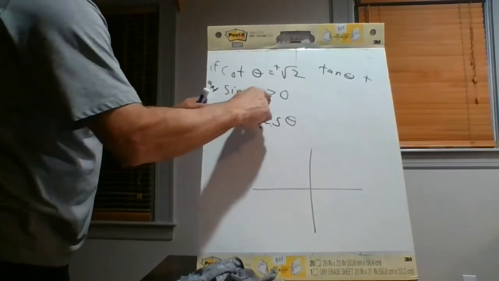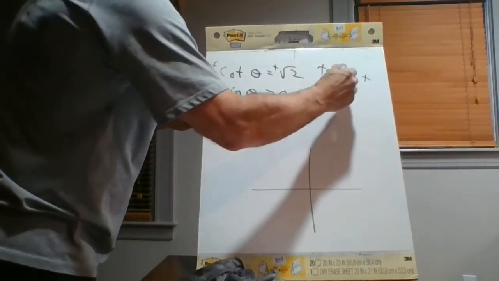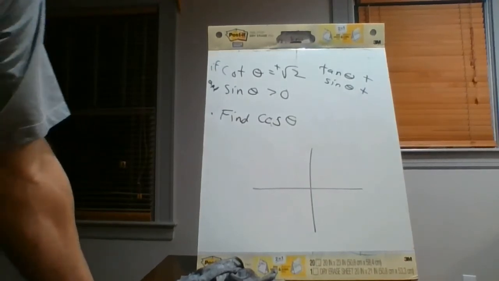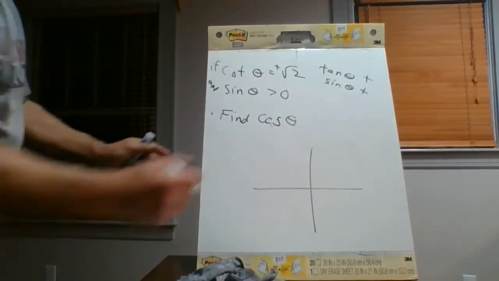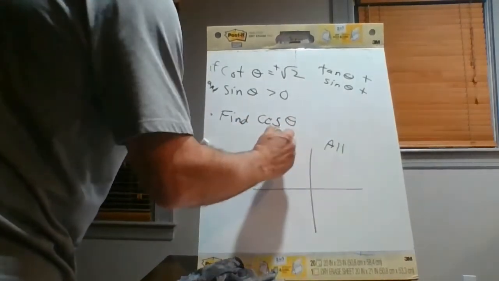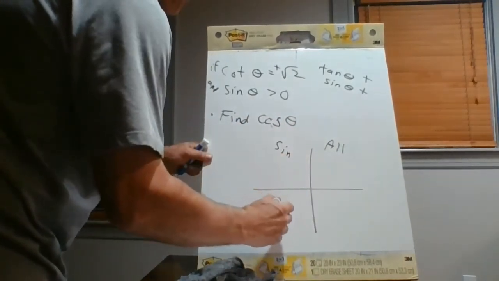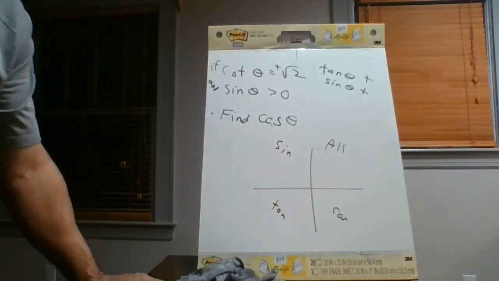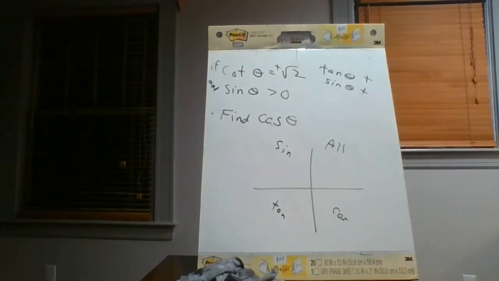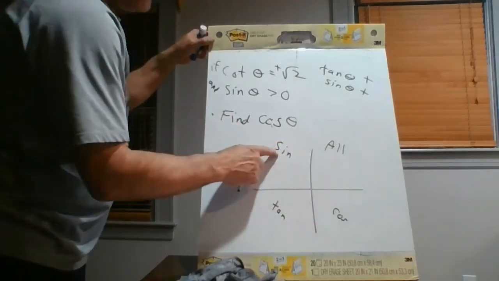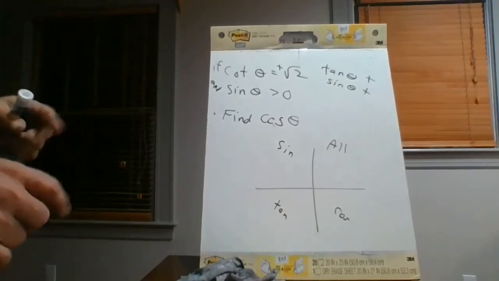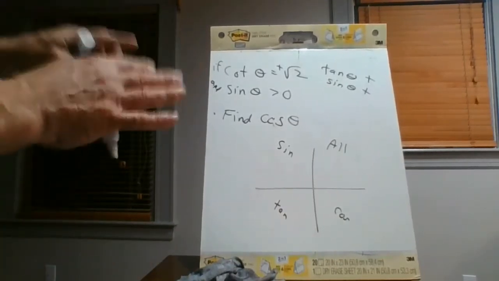At the same time, we have sine is greater than 0. So sine is positive. We're going to find out which of our 4 quadrants has both tangent positive and sine positive. Well, remember this? All sin tan cos. All sin tan cos tells us in what quadrants a function is positive. They're all positive here. Only sine is positive there, only tangent is positive there, and only cosine is positive there. I'm not talking about the reciprocals. It's just sine, cosine, tangent.